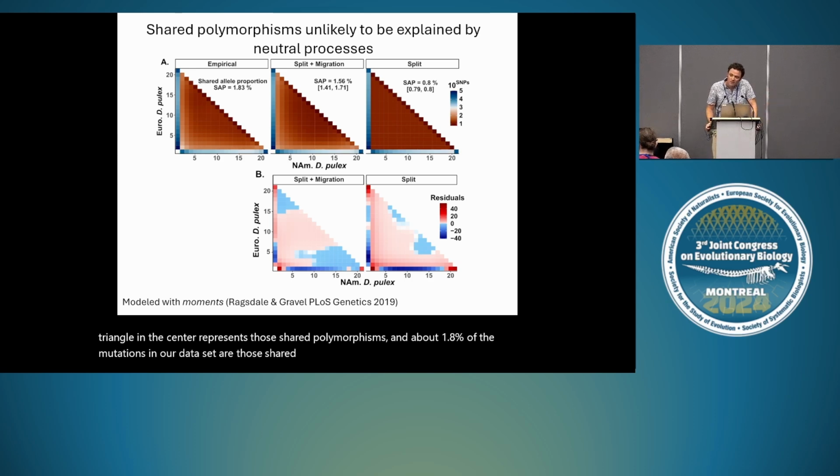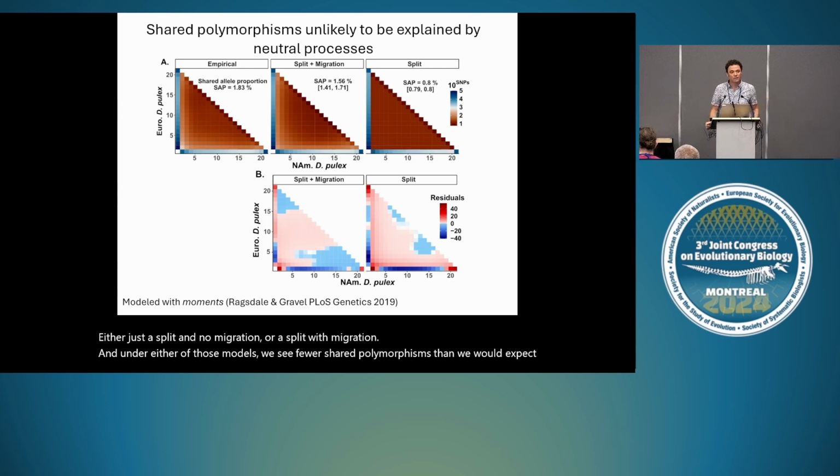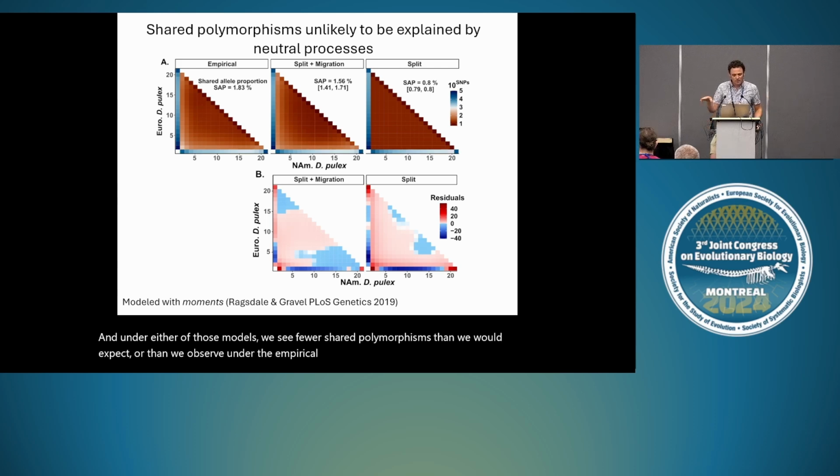We used moments to model a neutral demographic process and to estimate our expected 2D site frequency spectrum under a model of a population split, either just a split and no migration or a split with migration. Under either of those models, we see fewer shared polymorphisms than we observe in the empirical data. In particular, there seems to be a deficit of shared polymorphisms that are common in both species. And you can see that when you look at the residuals.